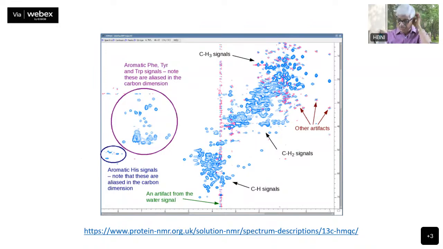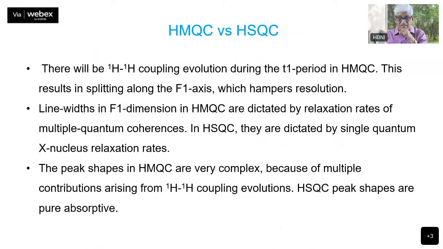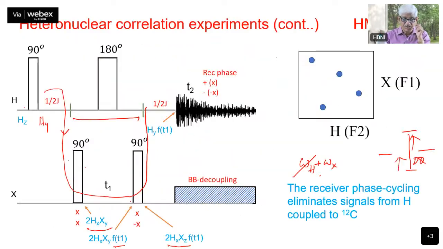This is the HMQC spectrum. Now, what are the differences between HMQC and HSQC? There will be proton-proton coupling evolution during the T1 period in HMQC. Now, we said during the T1 period, let's go back there. During the T1 period, that is from here to here, suppose you have a CH2 kind of system.